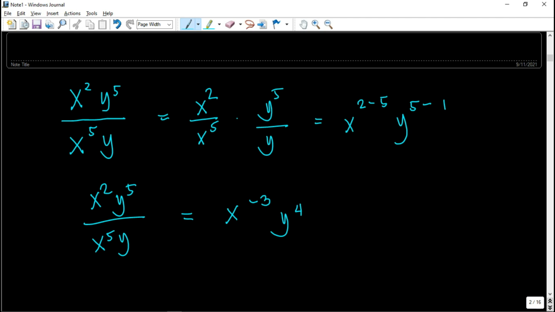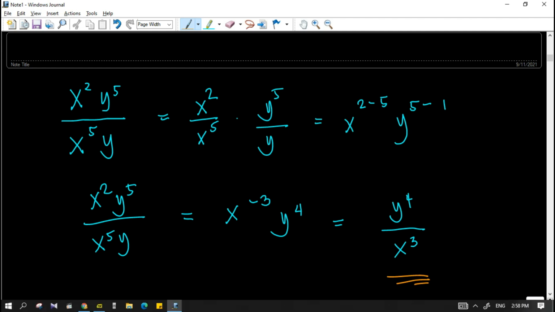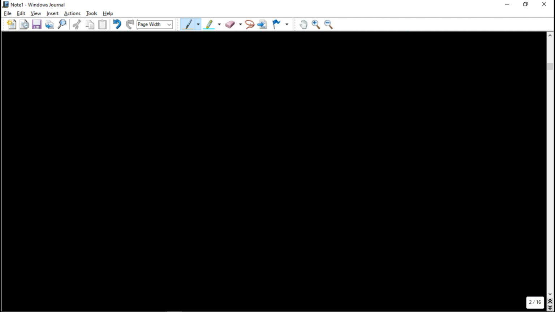4. Then we just simplify this. When there is a negative exponent, you can move it down, but it becomes positive, as we have proved in the concept we discussed earlier. So this becomes y raised to 4 over x cubed. So this is the final answer for this problem. So, let's proceed to our next problem.